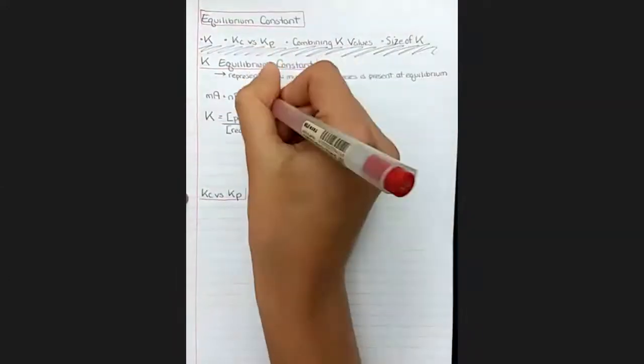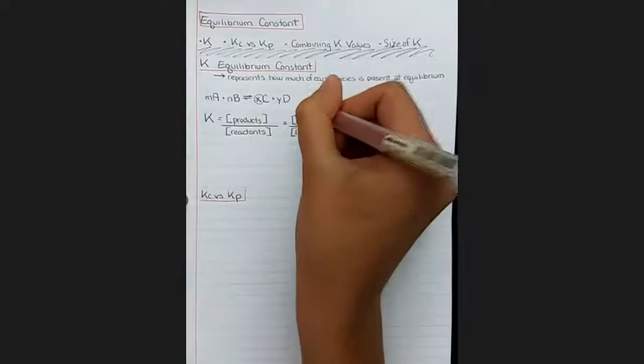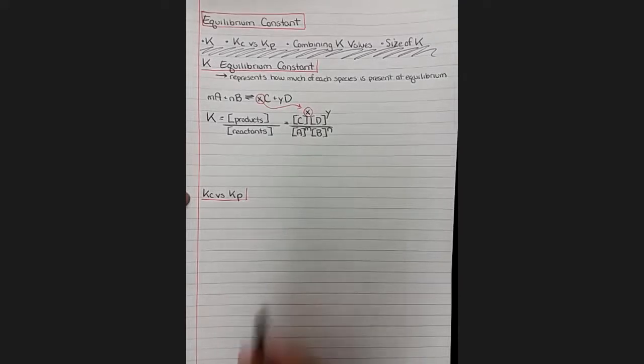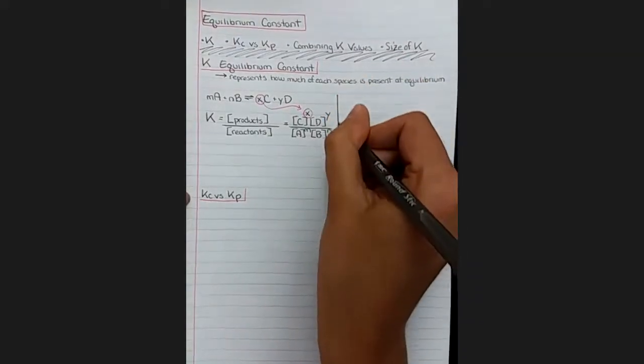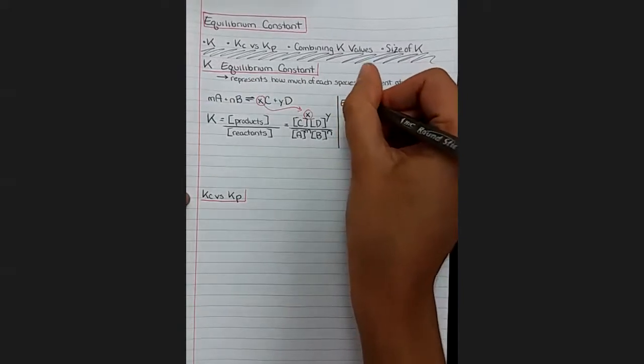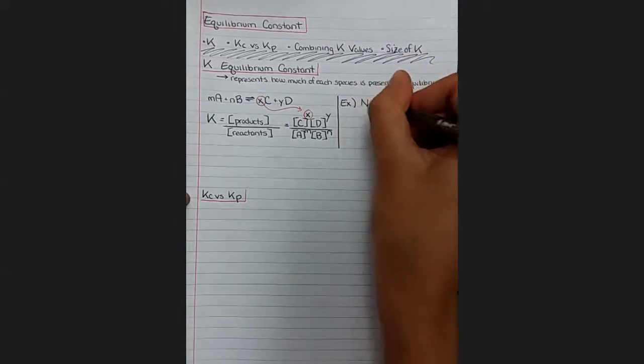Oops. Let's circle that in red to make sure we don't forget. So those stoichiometric coefficients are going to become superscripts in our expression. So don't forget those. They're important. They can make a big difference, as in this example.